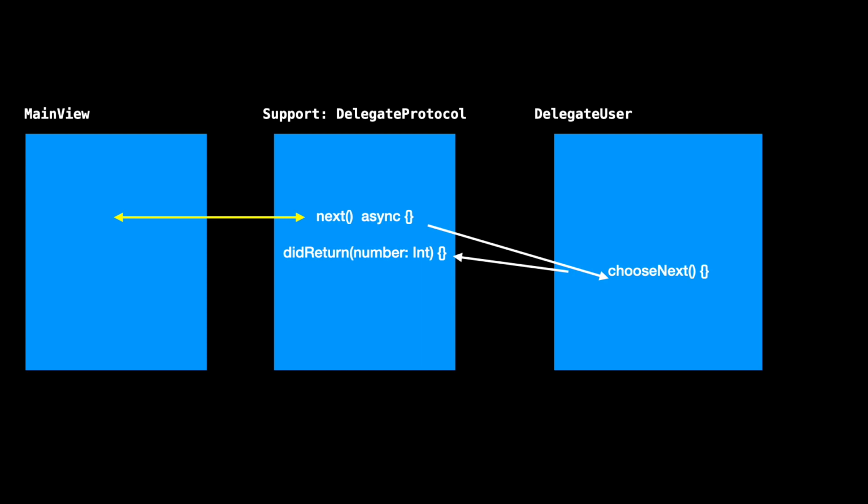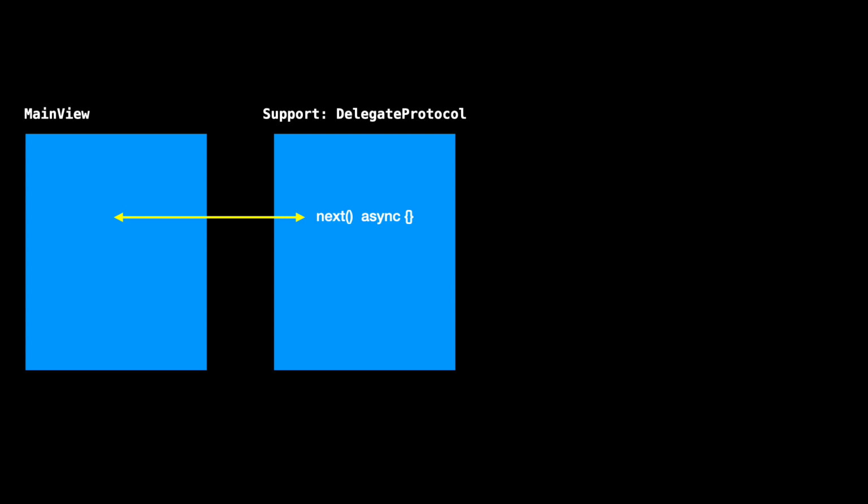We have completed our loop, and using continuations every time we tap the next button, the next method is called, the continuation is created, we then call chooseNext. ChooseNext calls back to didReturn, and that's where the continuation is resumed, and that completes the loop and sends the Int back to MainView. From the perspective of our app, even though we've written a lot of code inside of Support, MainView only sees a single async method next that it's calling. It doesn't know any of the complications that are happening behind the scenes.